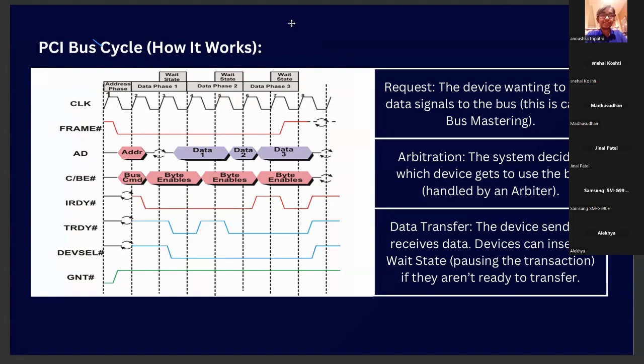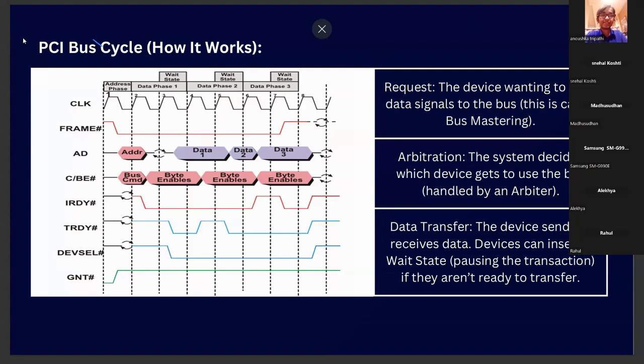So any questions on this? What is that last one? GNT. Last signal, GNT, grant or something. I think that is a grant signal, like whether the request gets granted or not.